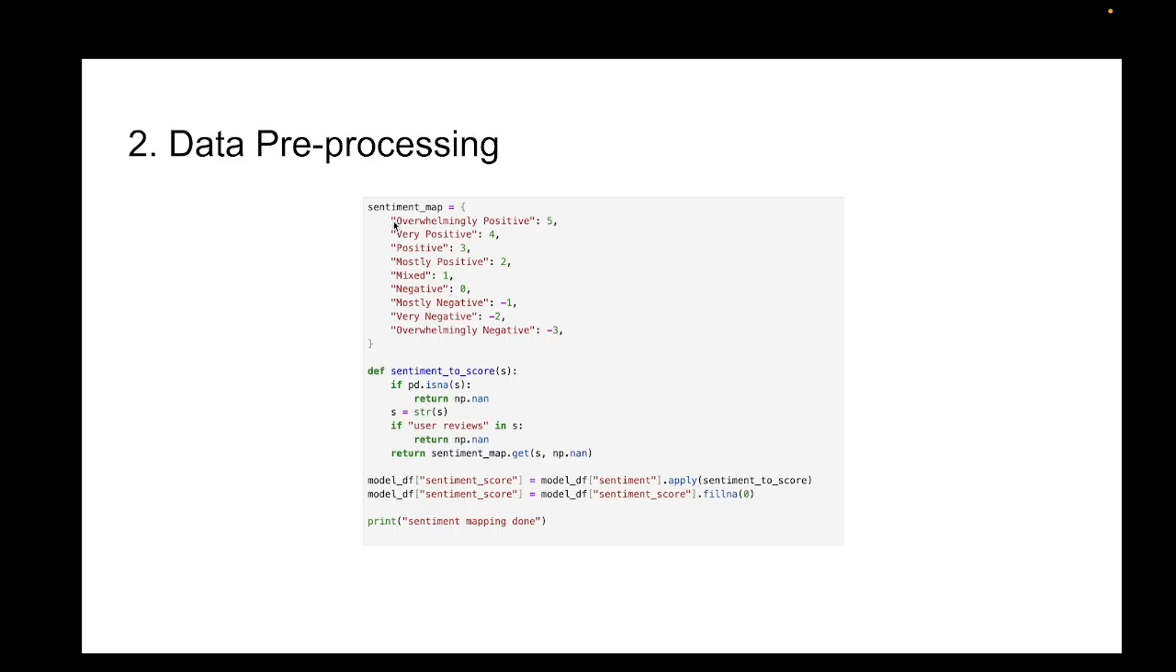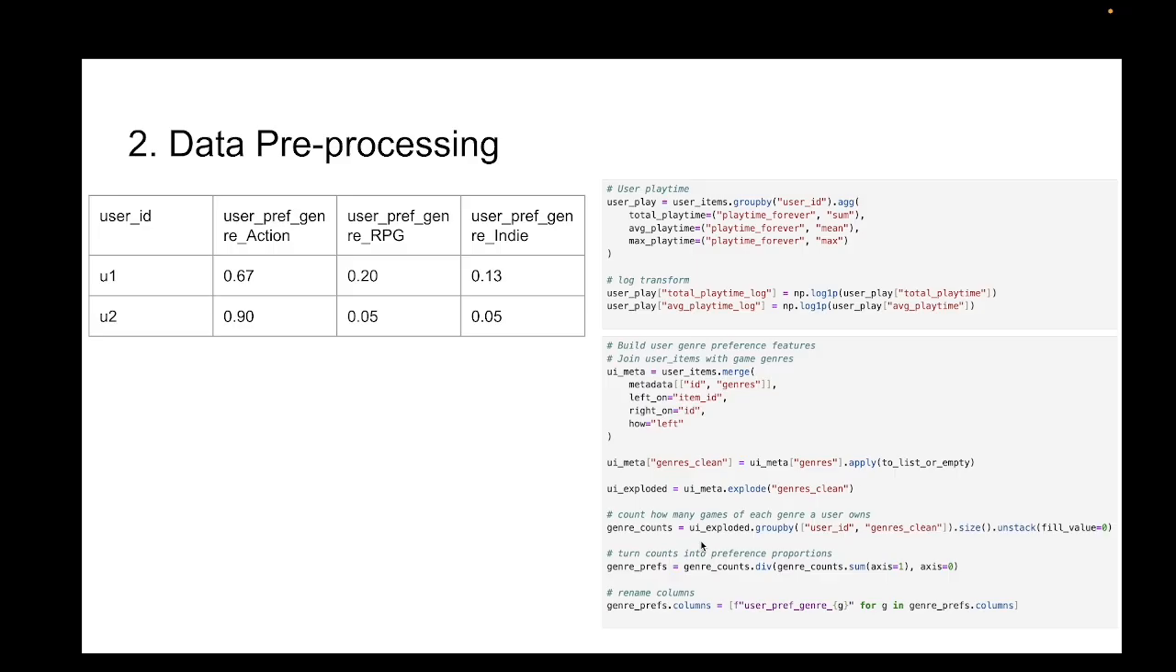For the sentiment inside the datasets, we have things like really positive, mixed, and all kinds of ratings. This one is just mapping the rating to a score. And next I am processing the user genre preference distribution. Oh, this one is separate. This graph should be about this code, and this one is just adding the playtime to the data frame.